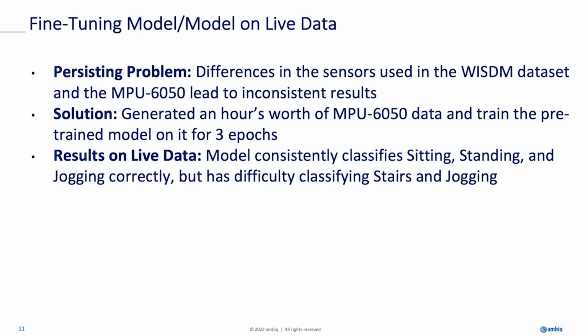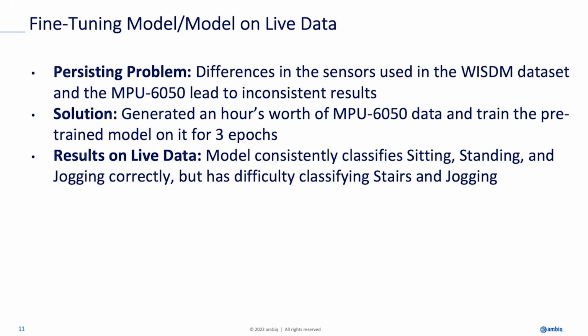So far, on live data, the model is able to consistently classify sitting, standing, and walking. That should say walking, but it says jogging. But it has difficulty classifying when someone is going up the stairs or jogging.